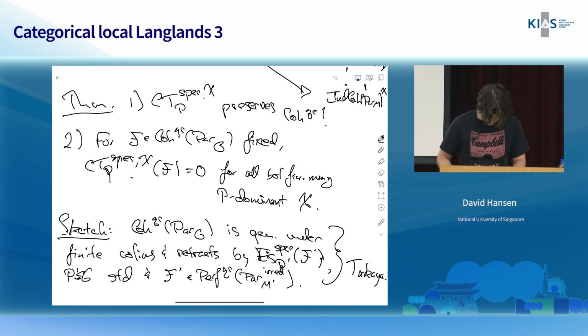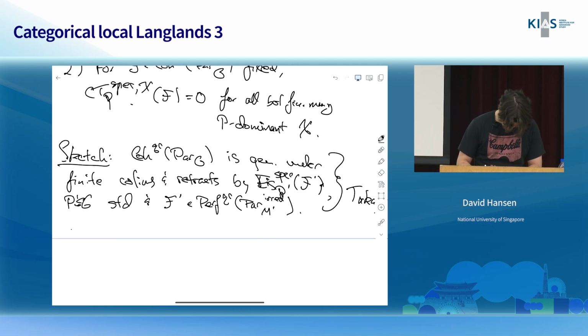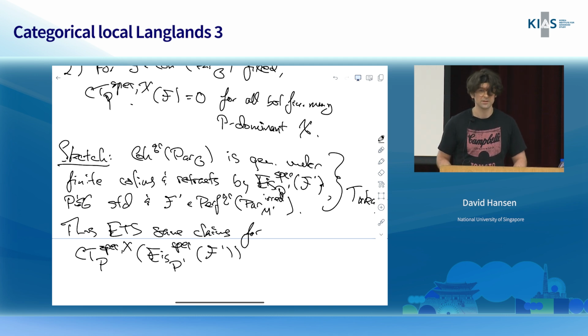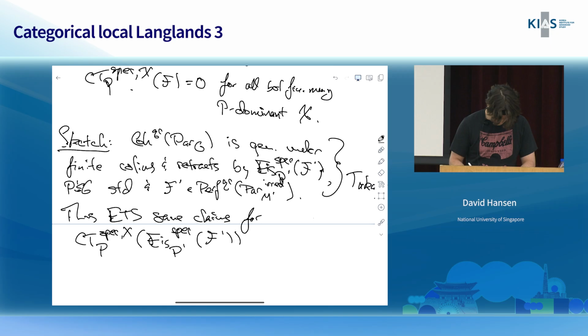So thus, it's enough to show the same claims for CT P spec chi of Is P prime spec of F prime in this notation. Okay? And you'll remember this kind of composition. I'm sorry, my handwriting is truly dreadful. It makes me want to vomit, but I guess we have to live with it.